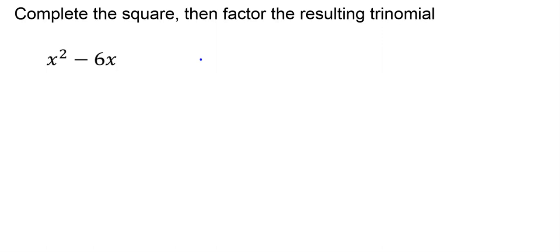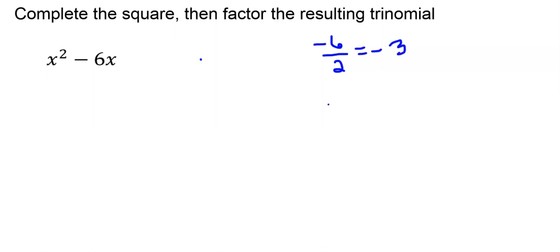Our first problem asks us to complete the square and then factor the resulting trinomial. So to complete the square, the trick is to look at the coefficient of the linear term. So that's the negative 6x in this problem. You need to do two things to that number. First of all, take that coefficient and divide it by 2. And yes, it's always divide by 2. So negative 6 divided by 2 is negative 3.